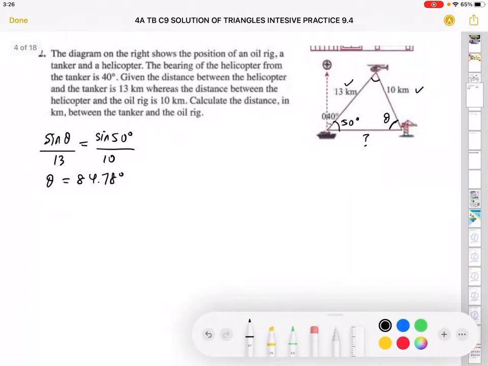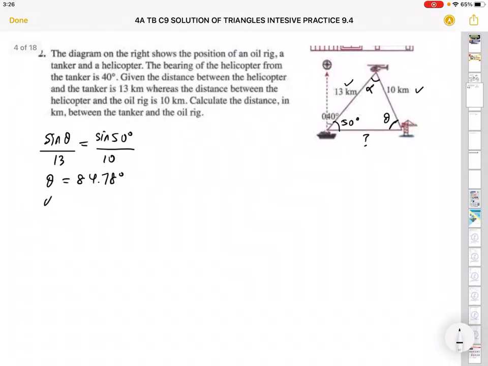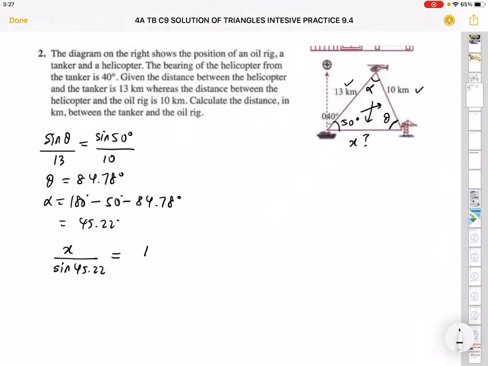If you want to find this angle alpha, alpha will be 180 minus 50 minus 84.78, and this will give us 45.22. If I know this is 45.22, we can find the distance between the tanker and the oil rig. We can just call it x here. So we take x divided by sine alpha, where alpha is 45.22. Let's take another ratio: 10 kilometers divided by sine 50.